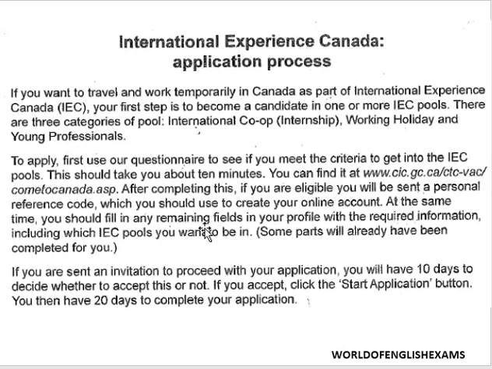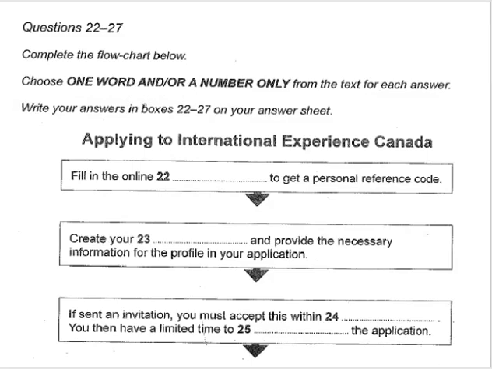At the same time, you should fill in any remaining fields with the required information, including which IEC pools you want to be in. Okay, some parts will have already been completed. If you are sent an invitation, so now let's see what we do after we get an invitation.